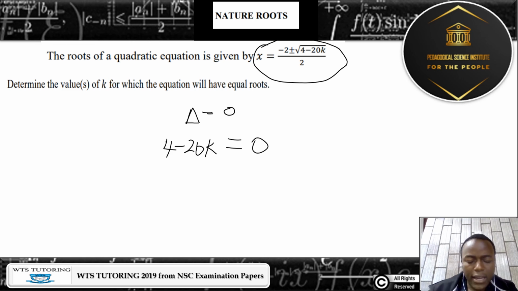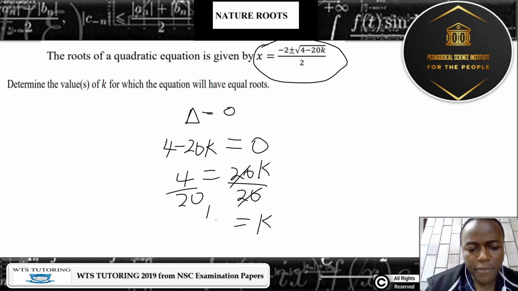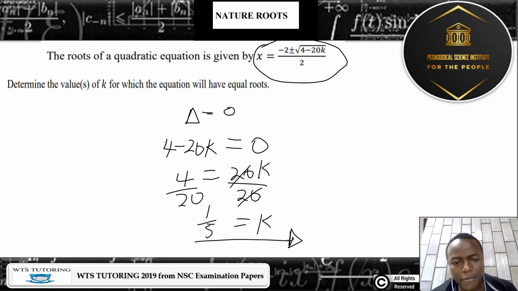So let's solve for k. We take minus 20k to the other side to be 20k, and we divide by 20, this cancels this, our k will be equal to 4 divided by 20, which we already calculated, it's 1 over 5. So k is 1 over 5. It's only when k is equal to 1 over 5 that the roots of that equation will be equal. So that's it.